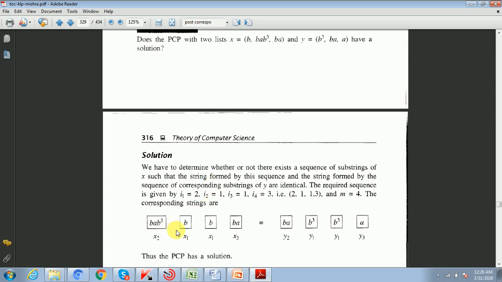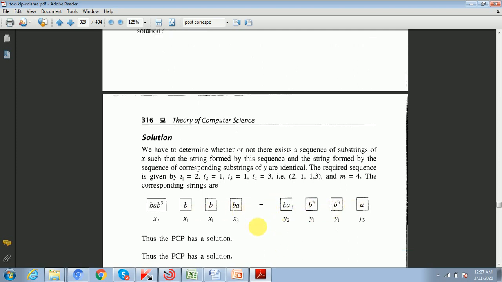x2 is ba b cube. What is x1? It is b. What is x1? It is b. What is x3? It is ba. Now come to y2. y2 is ba. y1 means b cube, y1 means b cube, y3 means a. Now read the entire LHS: ba b to the sixth, then a. Now the RHS: ba b to the sixth, then a. Both LHS and RHS are the same. So the PCP here has a solution.